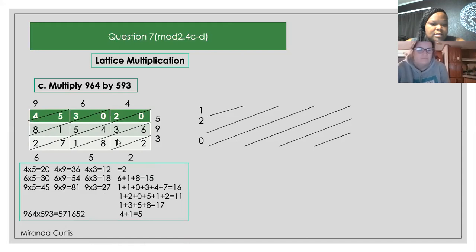6 plus 1 plus 8 plus 5 gives us 15, which you're going to carry the 1. And then you're going to do 1 plus 1 plus 0 plus 3 plus 4 plus 7 gives us 16. And then you're going to do 1 plus 2 plus 0 plus 5 plus 1 plus 2 equals 11. 1 plus 3 plus 5 plus 8 equals 17. And then you got 4 plus 1 equals 5.